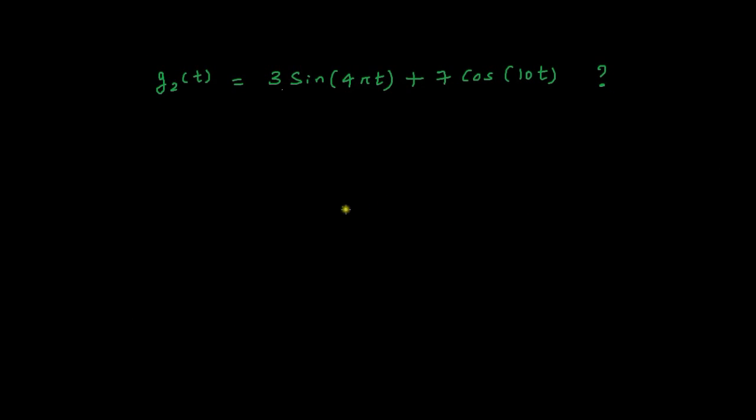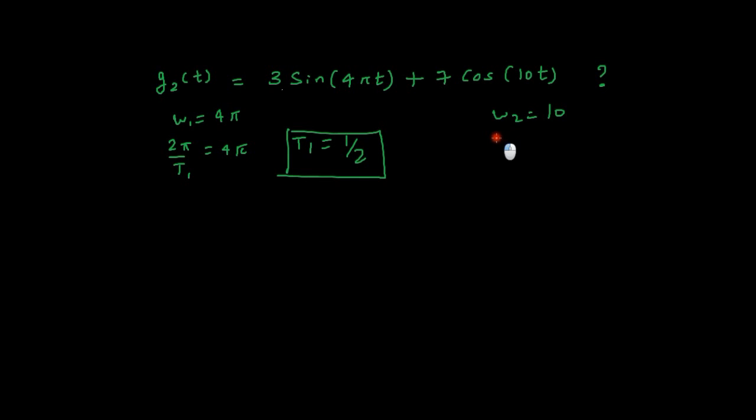So let's see another example. Let's see a second example. g2 of t, which is 3 sin 4 pi t plus 7 cos 10 t. Let's check whether this is a periodic or aperiodic signal. So omega 1 is equal to 4 pi, which is 2 pi upon t1 equal to 4 pi. t1 is 1 by 2. In the same way, omega 2 is 10. This is 2 pi upon t2 equal to 10. t2 is pi upon 5.